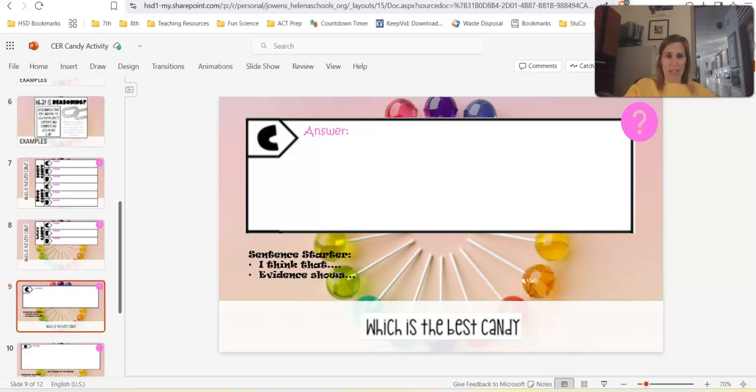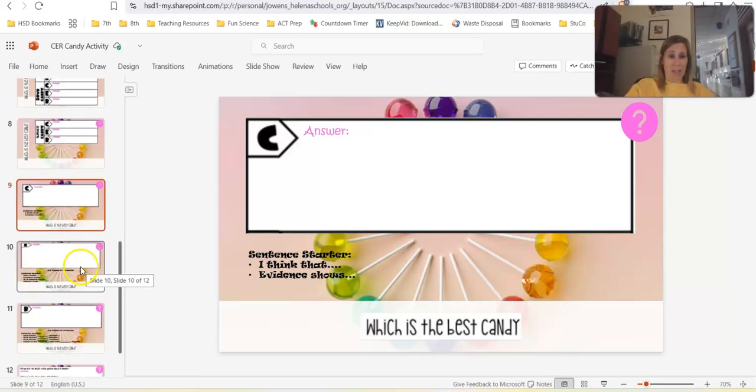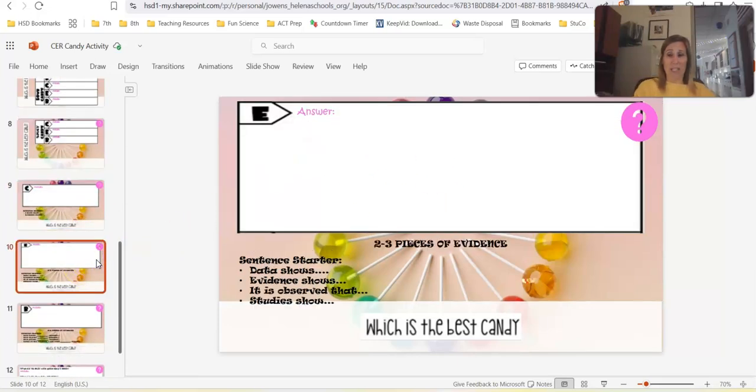Okay, you guys will answer using your claim. Okay, here's some sentence starters for you. I think that, or the evidence shows that, which is the best candy. So that's just really a simple sentence. I think this is the best candy. Okay, so 1 sentence on your claim. Your evidence, remember you need 2 to 3 pieces of evidence.